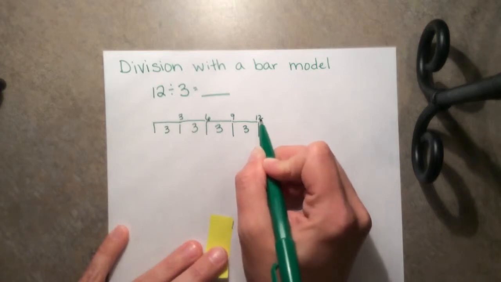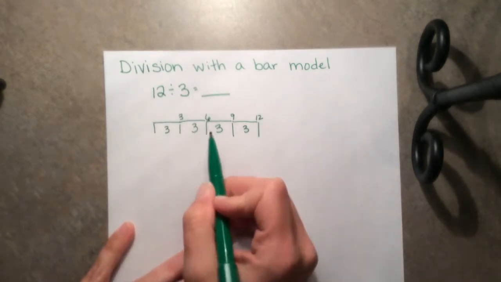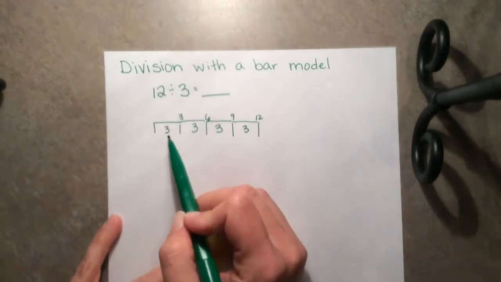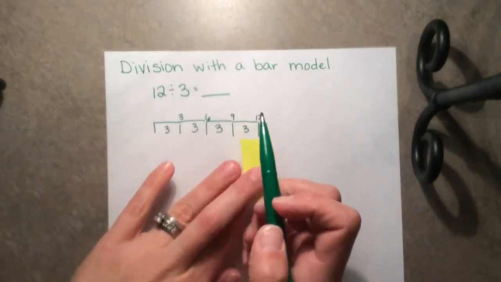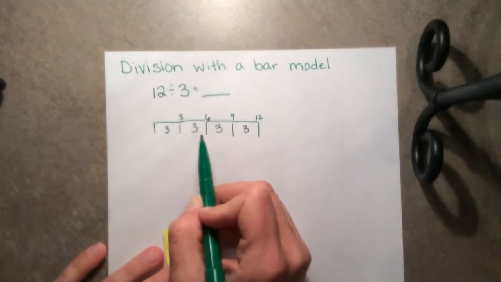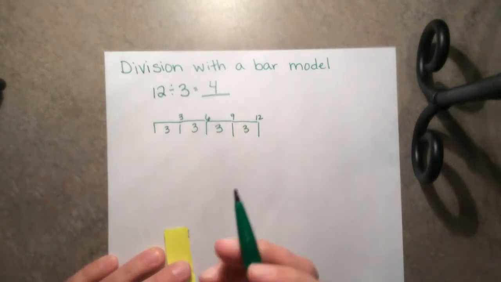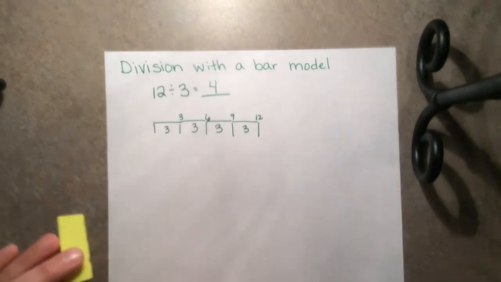And then they would come to find that 4 iterations of 3 would give you the 12. So my answer then is how many iterations did I make to get there? 1, 2, 3, and 4. 12 divided by 3 is 4.